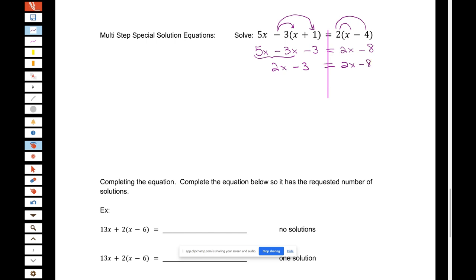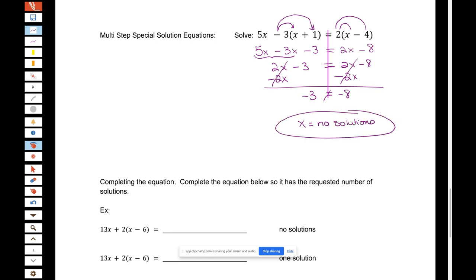So now we're taking our multi-step equations, and now we're going to throw in some that might have special solutions. So if I subtract 2x on each side, this cancels, and I get negative 3 equals negative 8, but it does not equal negative 8. So we're going to say x equals no solutions. So just some more steps involved in simplifying.